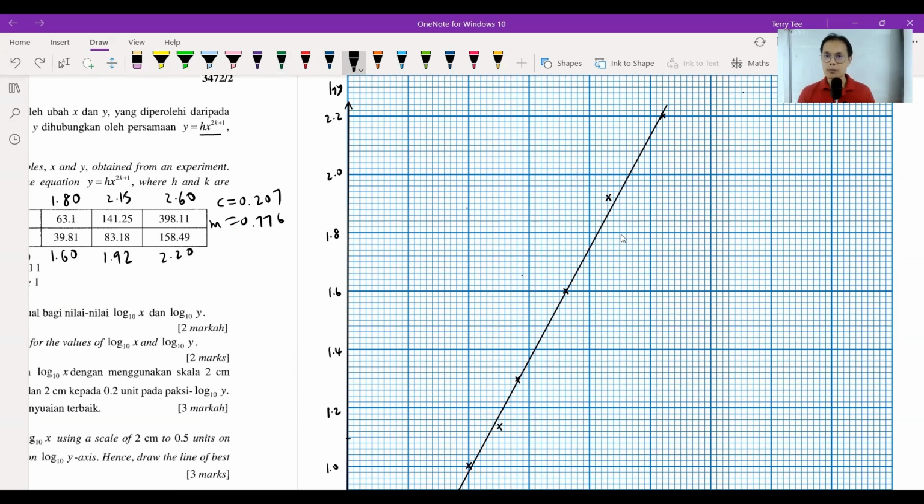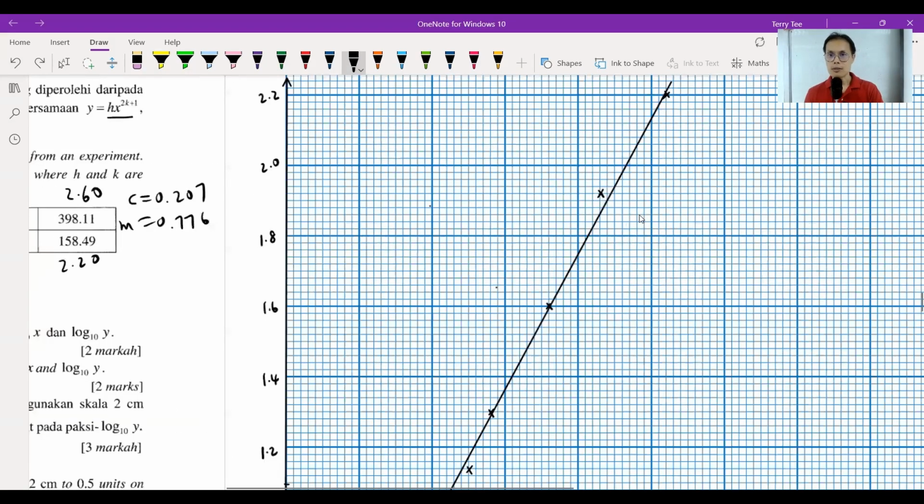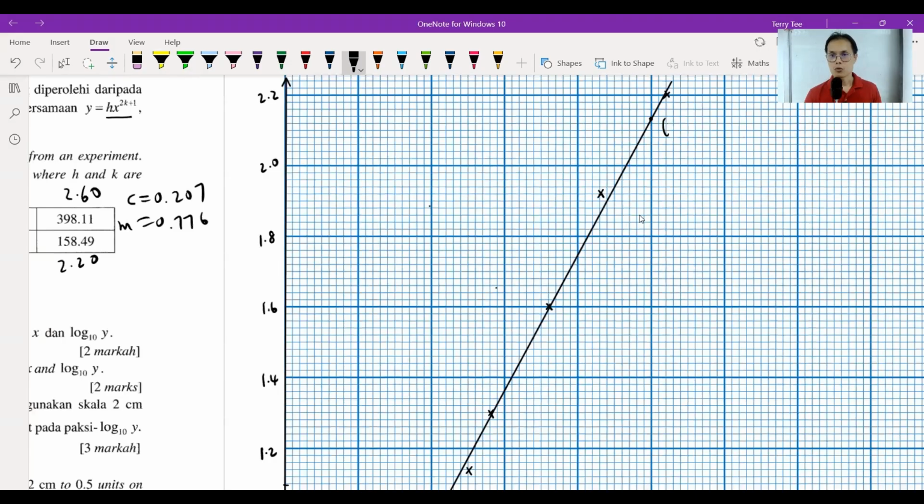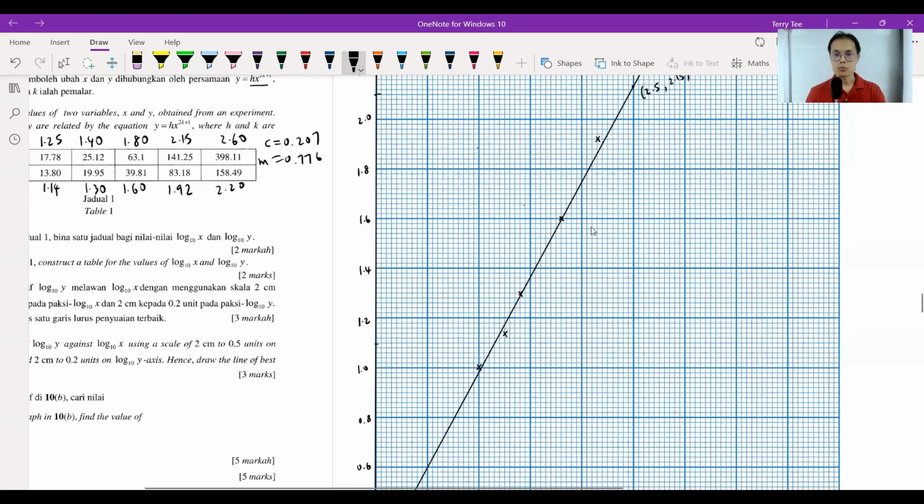For me, I normally take horizontal 5 boxes. So let's calculate what this coordinate here is. It's 2.5, comma, it looks like in between 2.1 and slightly higher, 2.15. Yeah, 2.5, 2.15. It looks okay, right? So I'm going to calculate my gradient based on these 2 points.